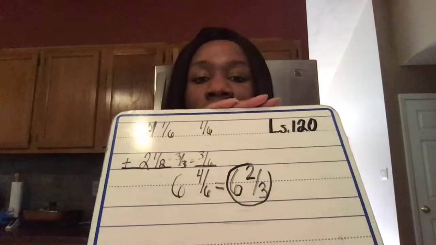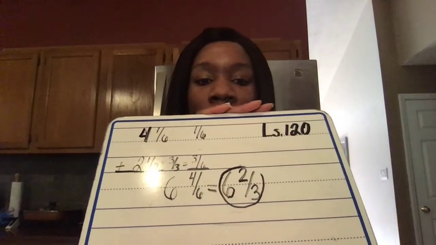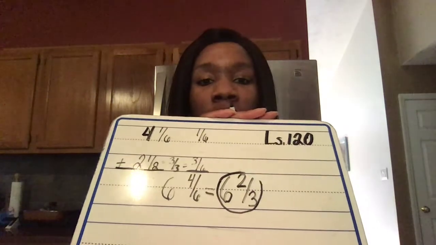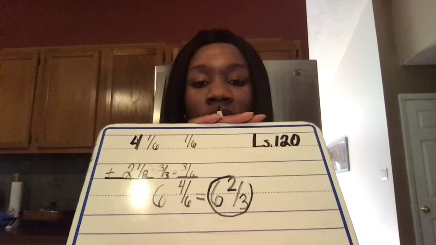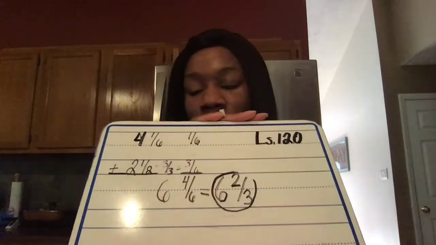So the answer is 6 2/3. And then we circle our answer. Okay, and that is how you add mixed numbers with uncommon denominators. You would do the same thing for subtraction as well.